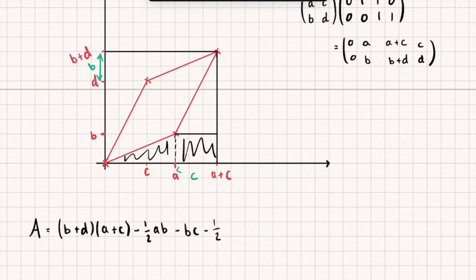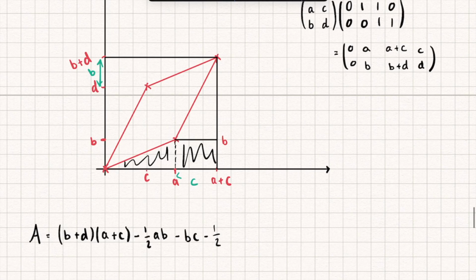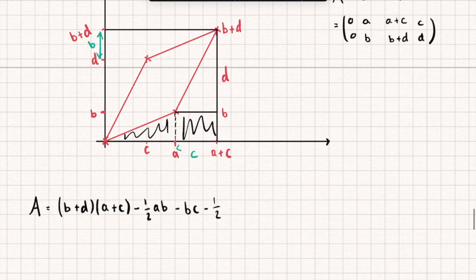Let's then take away the area of the right angled triangle above it, so minus a half times, well, the base is C. Now what's this height? We haven't found this one out, let's do it. So this is B, and we're going all the way up until we get to B plus D, so this must have a height of D. So we're going to be subtracting half C multiplied by D.